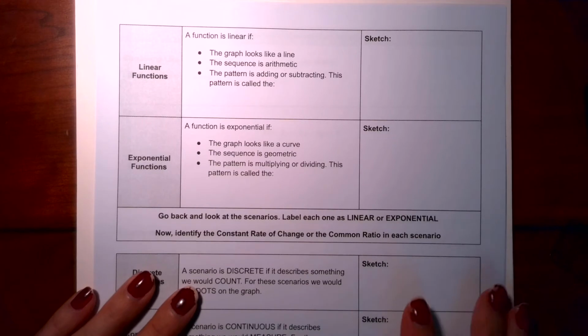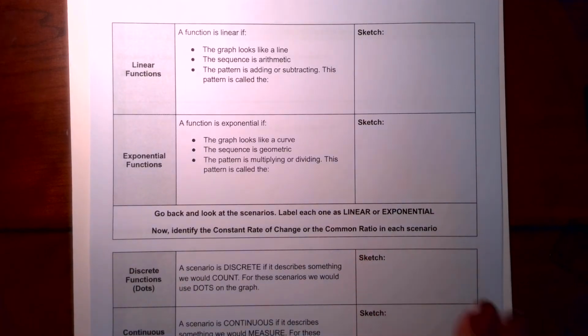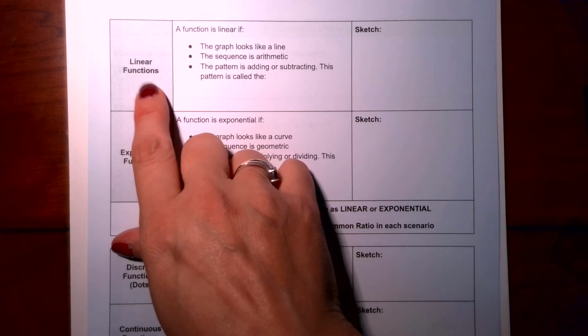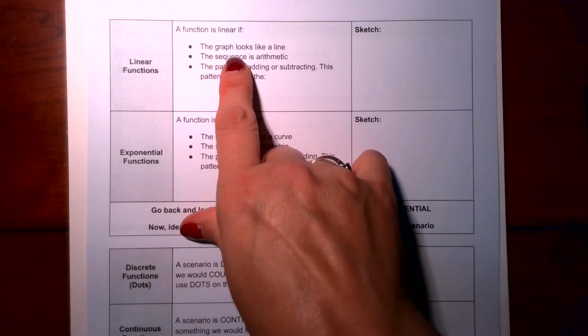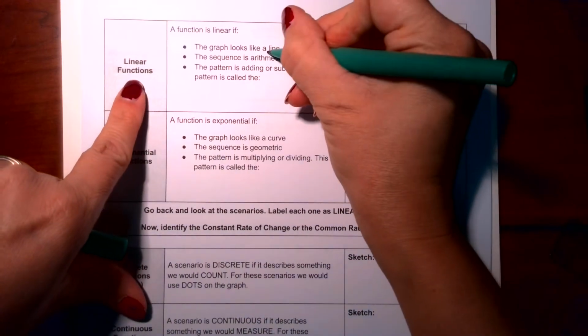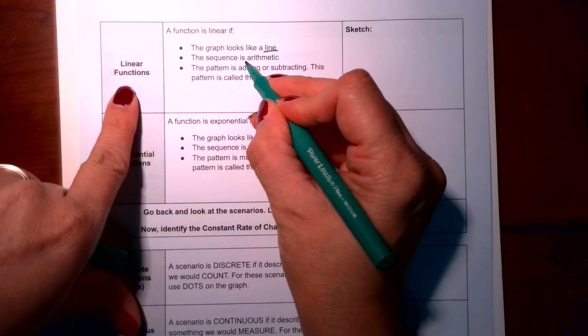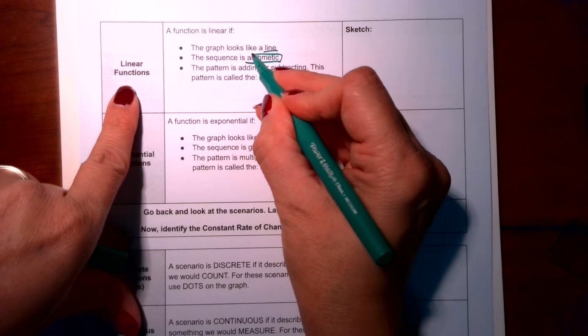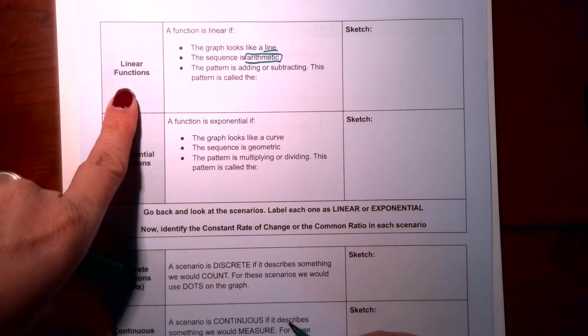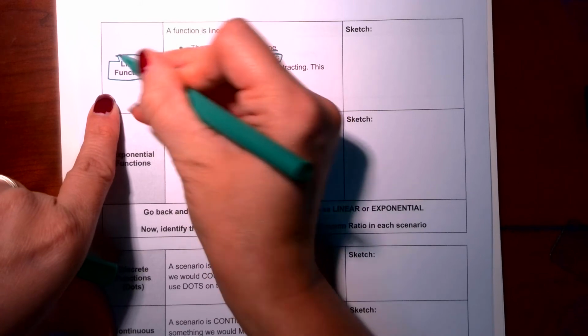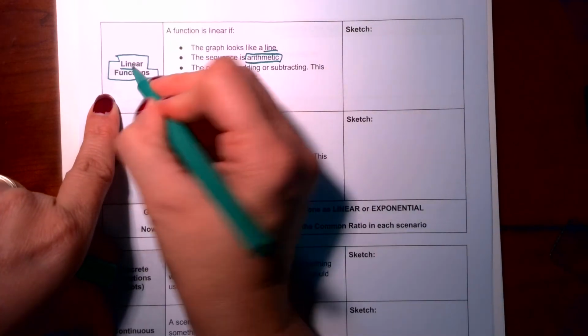Okay. So some of these words are going to be new, but you know what's going on. So a linear function: the graph looks like a line. The sequence is arithmetic. We used to call it arithmetic, but the new word now is linear, because it makes the line. Look, it's right there, line.